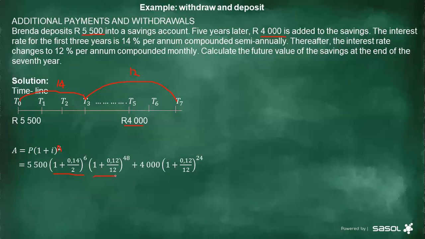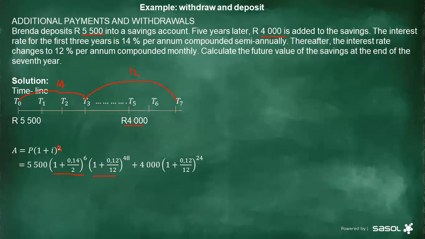The second bracket is 1 plus 0.12, because now from this third year to the remaining years, the interest rate is no longer 14, but is now 12. Hence, we are having 0.12, and it's compounded monthly, and then we divide by 12. The remaining years there is 1, 2, 3, 4, which is 4 times 12, then it's going to give us 48.